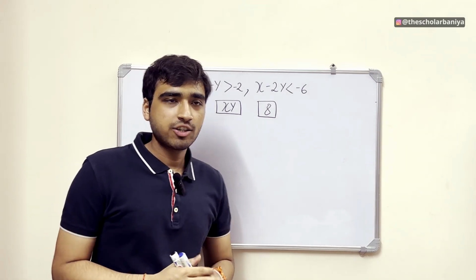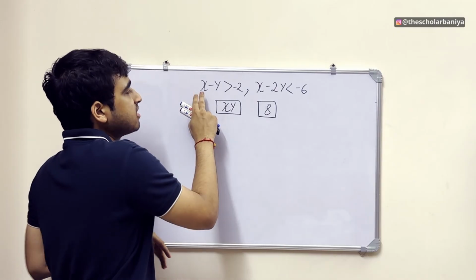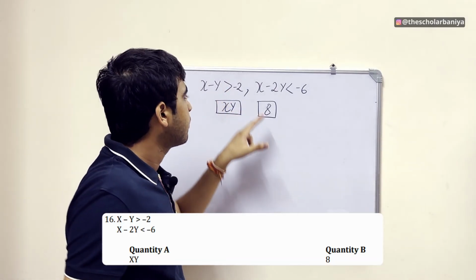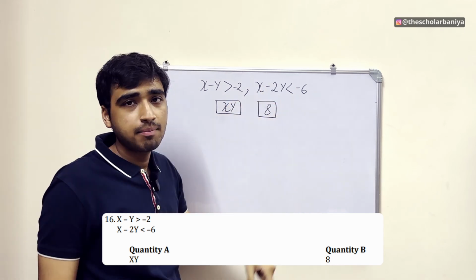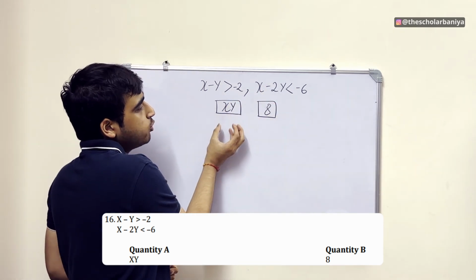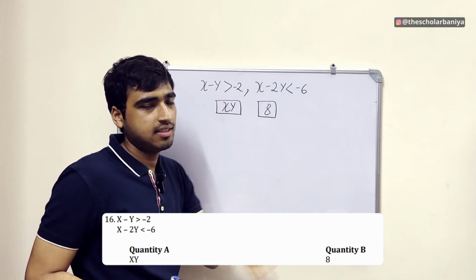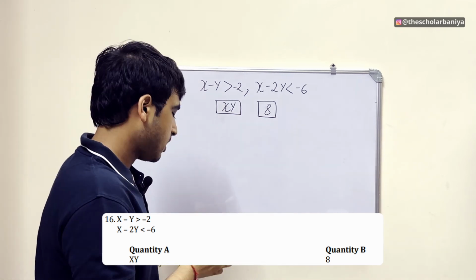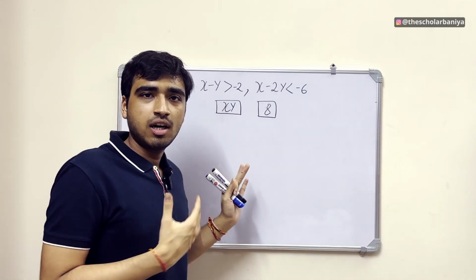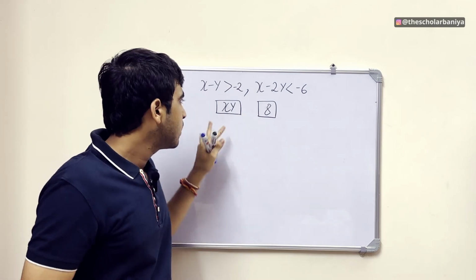So let's move on to the next question, guys. The question is x minus y is greater than minus 2, and x minus 2y is less than minus 6. We have to compare x, y, and 8, and tell which one is bigger, whether it's A, B, C, or D. I think we have done this question previously.